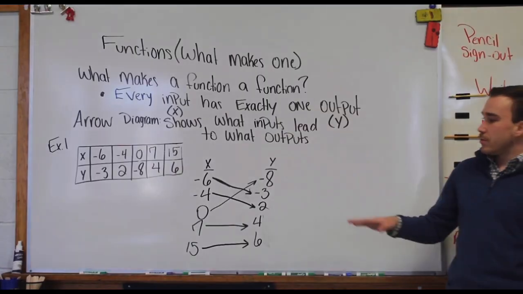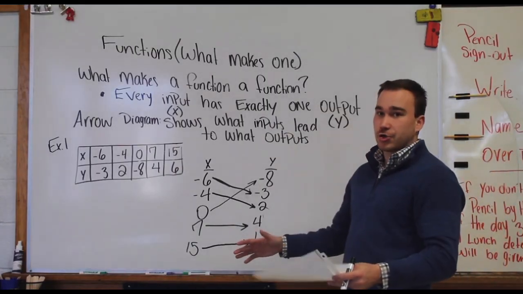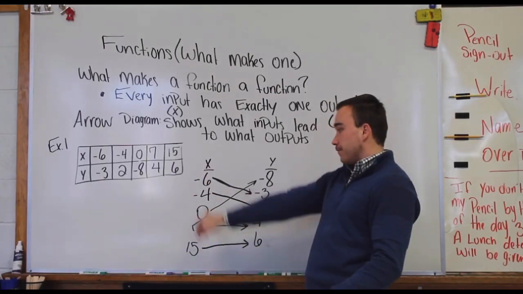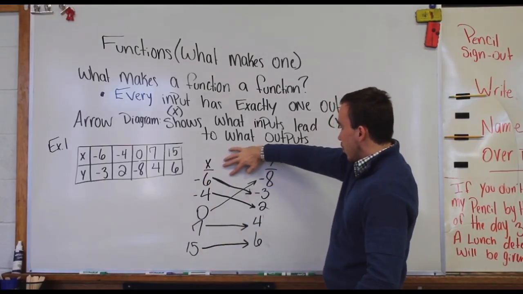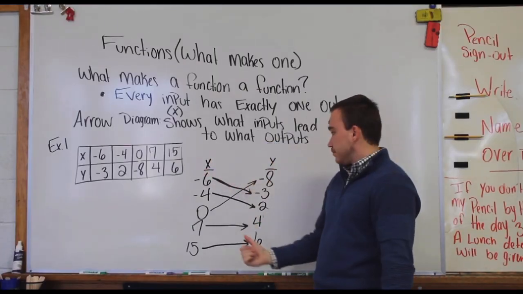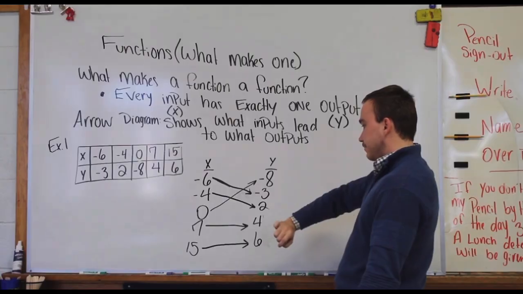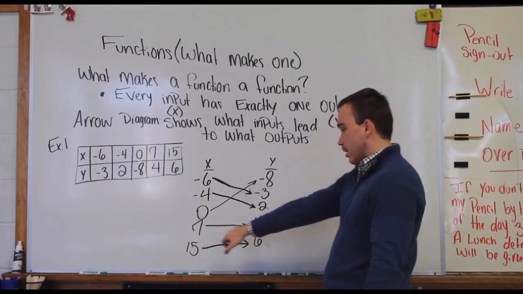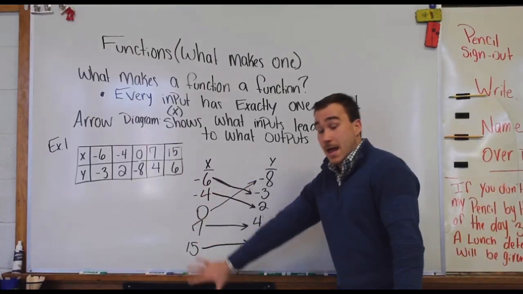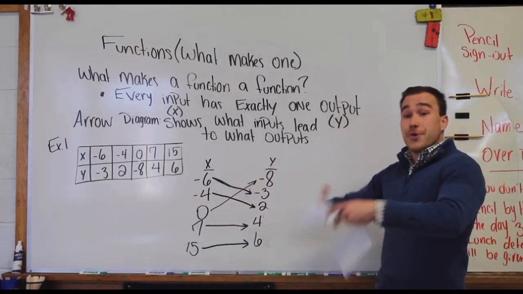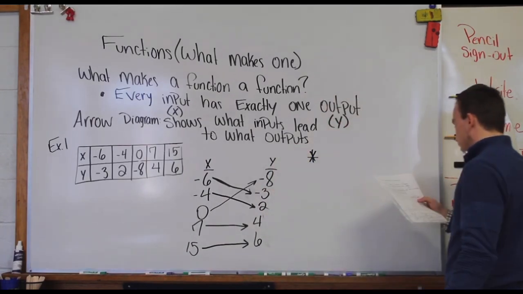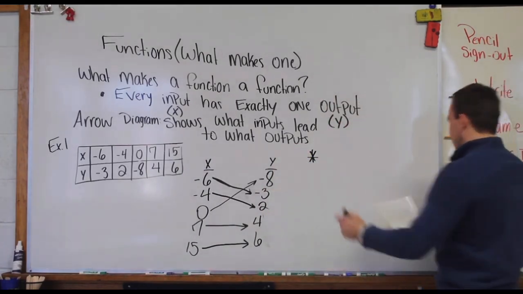Alright? And the way we know if it's a function or not, is are there more than one arrow coming off a single x value? See, we have -6 only has one arrow coming off of it. -4 only has one arrow coming off of that input. 0 only has one arrow coming off of it. 7, that input only has one arrow coming off, and the same for 15. So because every input has only one arrow coming off of it, we know it's a function. Alright? So every input has exactly one output, which means it is a function.